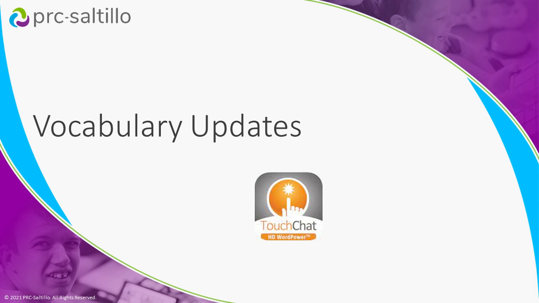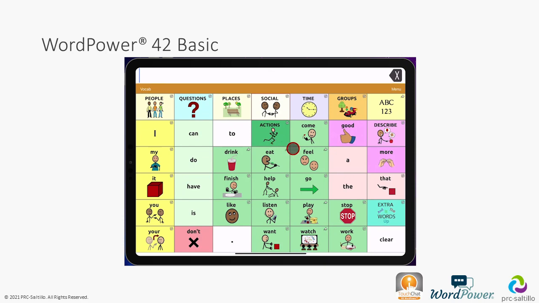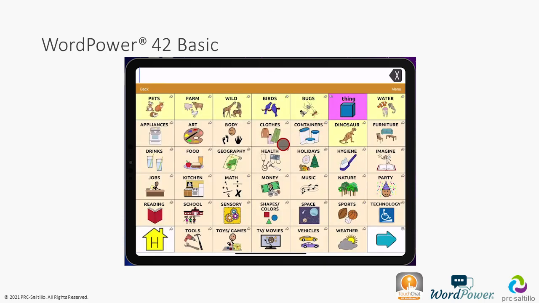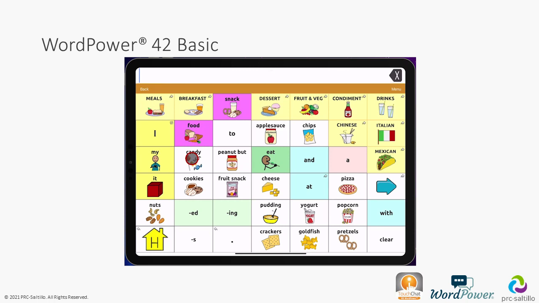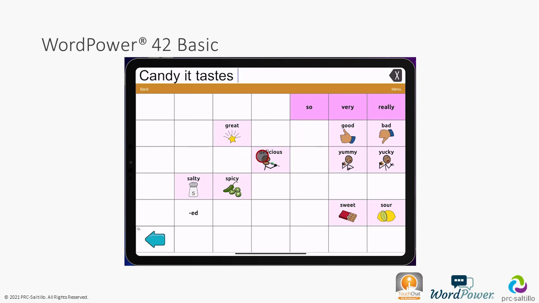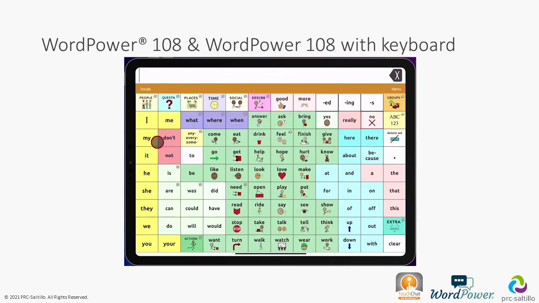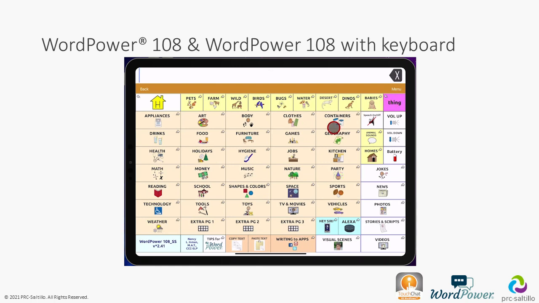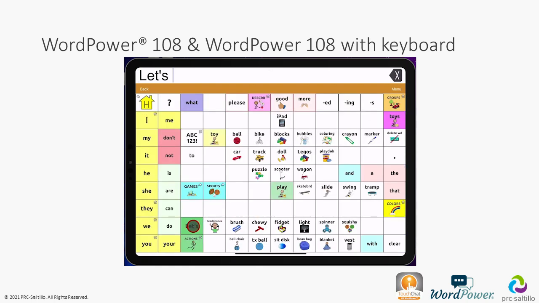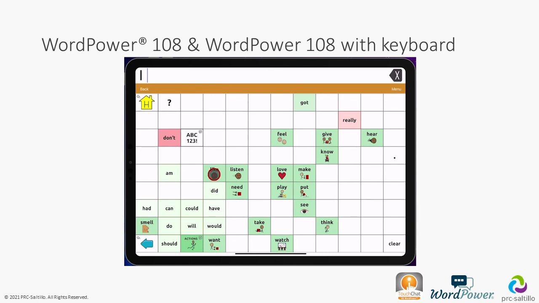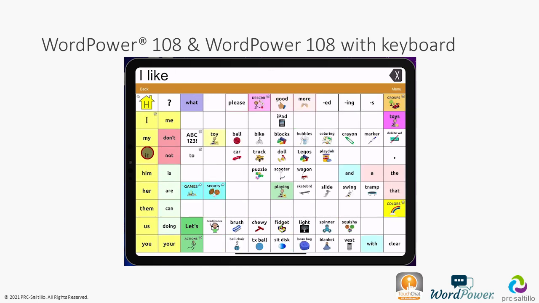There are a few vocabulary updates available in Touch Chat in version 2.41. In WordPower 42 Basic, on the food and drink pages, you now have the ability to describe what the food or drink tastes like. When you press it, you can say, "It tastes," and go to the describers available. In WordPower 108 and WordPower 108 with keyboard, core words have been added on more category pages. This provides you the ability to expand on utterances and efficiently make sentences from those pages.